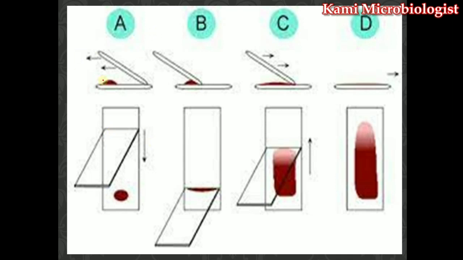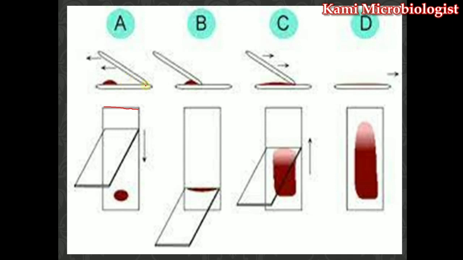Now how can we make it? First of all, we have to take one slide. As you can see, on the first slide we put the blood. This blood will be the EDTA blood.